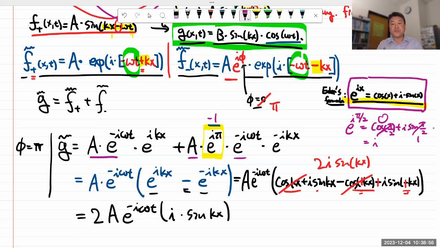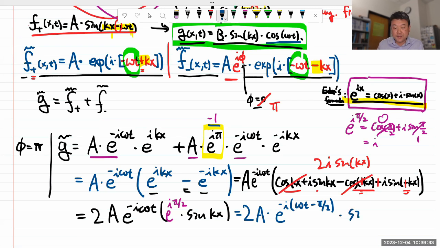Or I can flip that around and say I can rewrite this in terms of the complex exponential, e to the I pi over 2. And, oh, look at that, I can do a little bit of exponential algebra to combine these two things. Say 2a times e to the minus I times omega t minus pi over 2. So that complex factor in front, it's a phase factor. It amounts to an offset in the time where you start the time, times sine of kx.